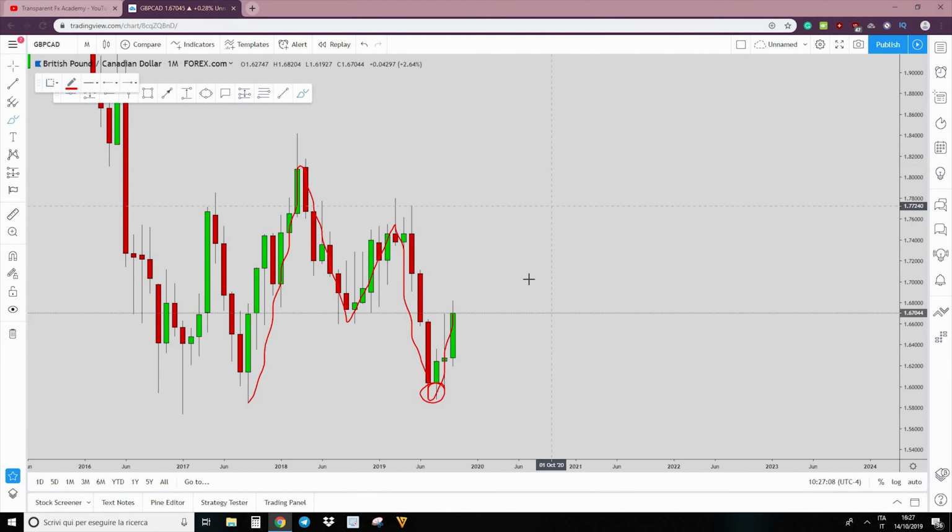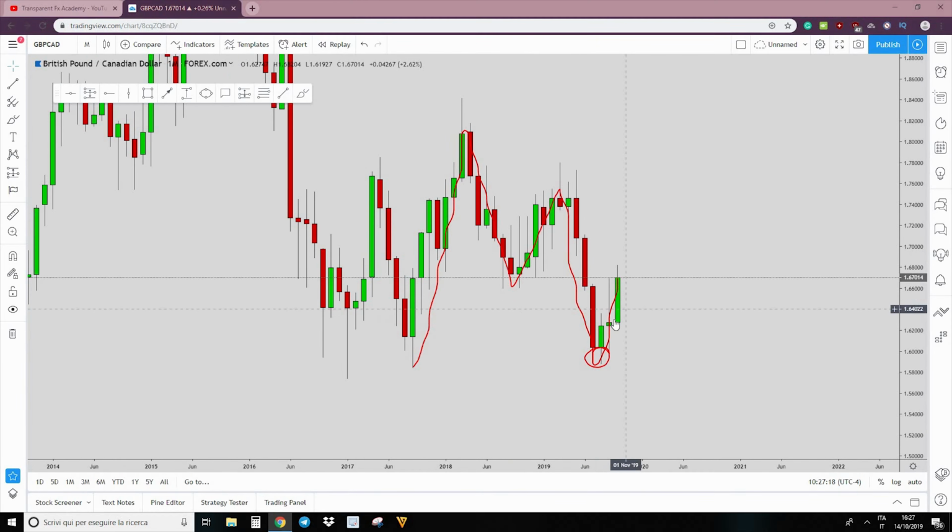Why did I say this? Because that is how this pattern works. If you have an M formation, the market will make a push back up to the neckline. And as you can see, that is exactly what happened.